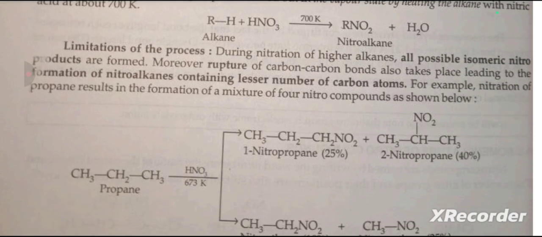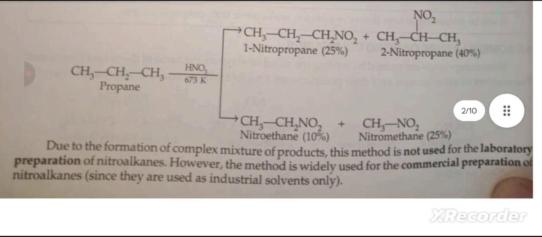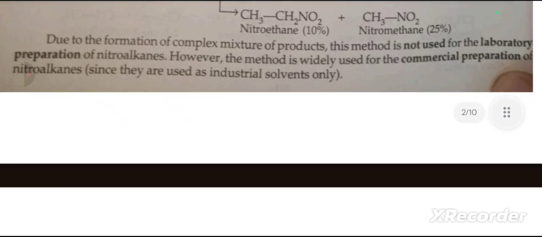Limitations of the process. During nitration of higher alkanes, all possible isomeric nitro products are formed. Moreover, rupture of carbon-carbon bonds also takes place, leading to the formation of nitroalkanes containing a lesser number of carbon atoms. For example, nitration of propane results in the formation of a mixture of 4 nitro compounds as shown below. Due to the formation of a complex mixture of products, this method is not used for the laboratory preparation of nitroalkanes. However, the method is widely used for the commercial preparation of nitroalkanes.